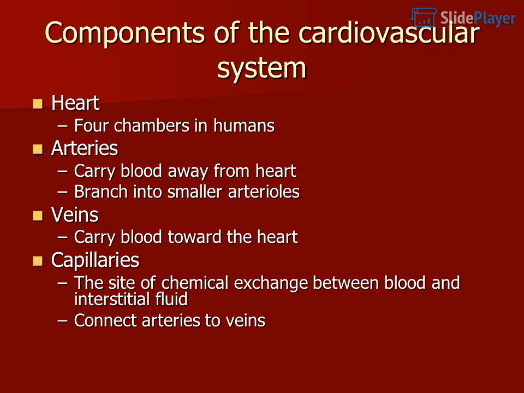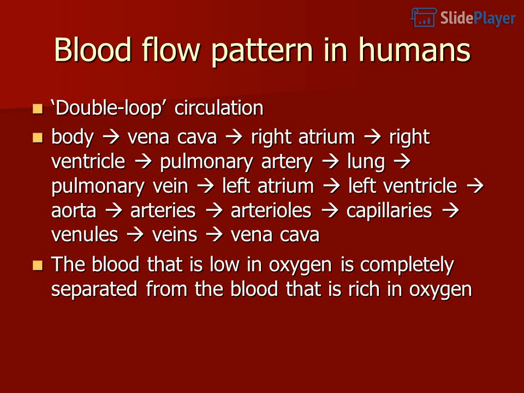Components of the cardiovascular system. Heart. 4 chambers in humans. Arteries. Carry blood away from the heart. Branch into smaller arterioles. Veins. Carry blood toward the heart. Capillaries. The site of chemical exchange between blood and interstitial fluid. Connect arteries to veins.